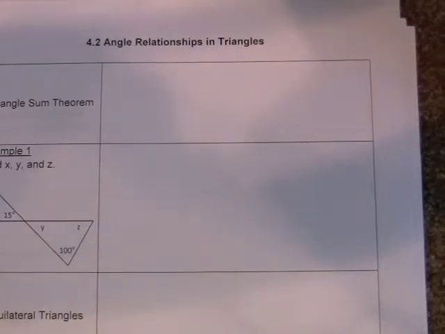Okay, today's notes is going to be on 4.2 angle relationships in triangles. We've already discussed the angles inside a triangle and how they add up to 180 degrees. That's what the triangle sum theorem states.